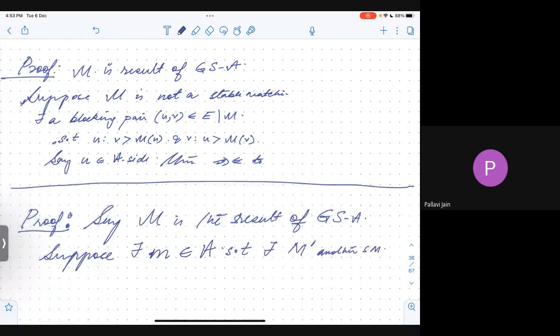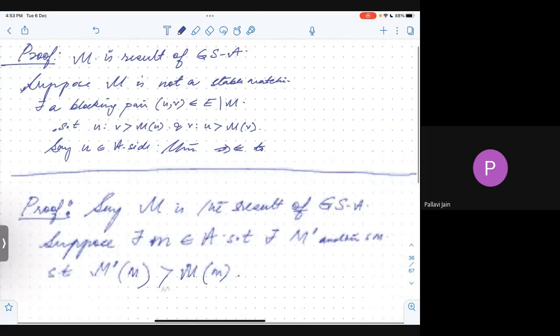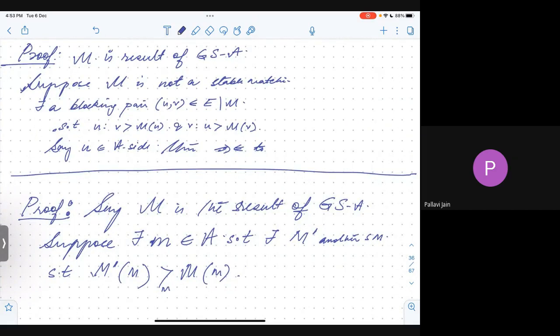Matching M prime such that M's partner in M prime is better than its partner in M. Is this clear? If such a thing were true, it would be a contradiction to the statement of the theorem, because the theorem is saying that it cannot happen: that this person is the best that this man can receive in any stable matching. So this thing cannot happen.